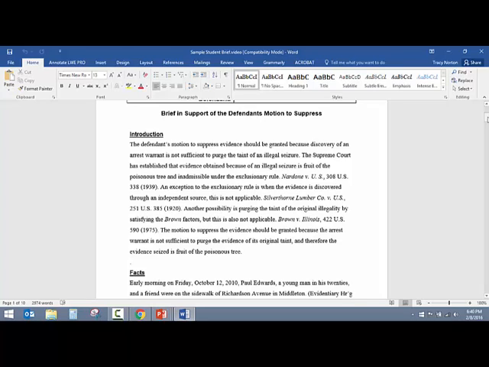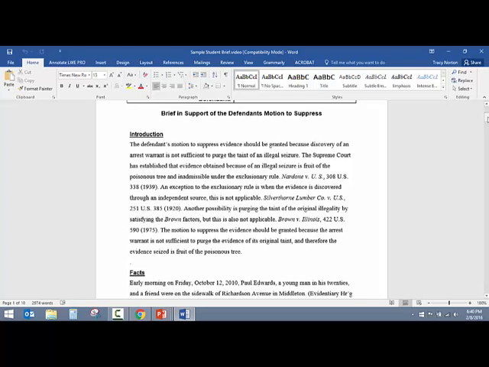And so the introduction section, you've got one here. The defendant's motion to suppress evidence should be granted because discovery of an arrest warrant is not sufficient to purge the taint of an illegal seizure. So you start with a statement of what you want and why you're entitled to it. So your basic conclusion: the defendant's motion to suppress evidence should be granted. That's the relief that you want.